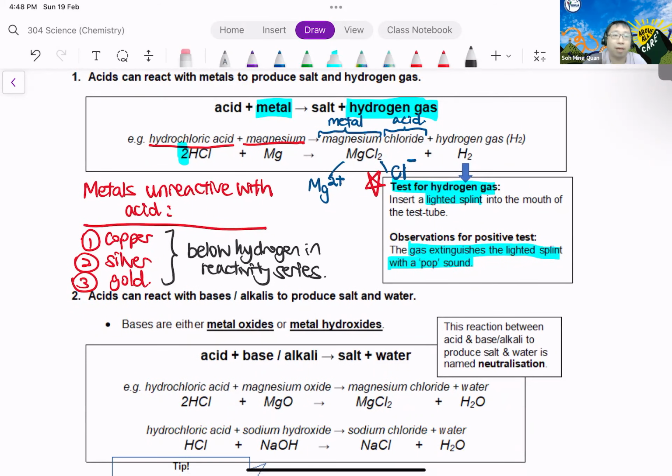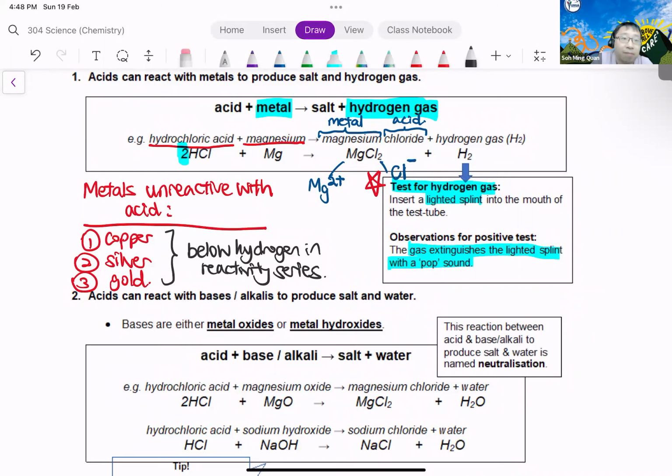So what must you learn? Must learn the reaction. Acid plus metal forms salt and hydrogen. Secondly, must learn the test for the gas, hydrogen gas, how to test. Thirdly, you must learn which metals cannot react with acids. Okay, these three, because they are below hydrogen. Finally, learn how to balance the equations. Write slowly. Think through the charges, okay?